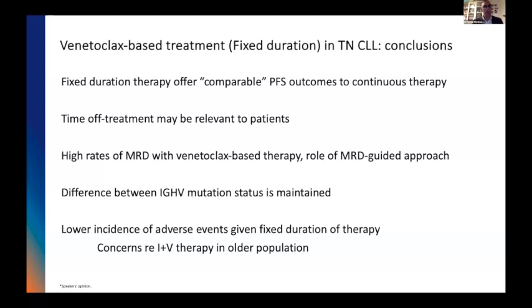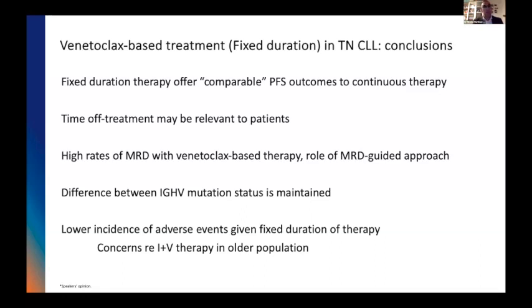So a few conclusions for these fixed durations. We think the PFS outcomes are roughly comparable to the continuous therapy. We'll look into that a bit later. The time of treatment might be relevant to many patients. It is important to highlight that this is a time off therapy and off side effects, which is quite long. We need to highlight the high rates of MRD and the role of the MRD guided approach, which we hope we can manage to incorporate into routine practice. It might be slightly different to what we have done in FLAIR, but there has to be a way to do it.